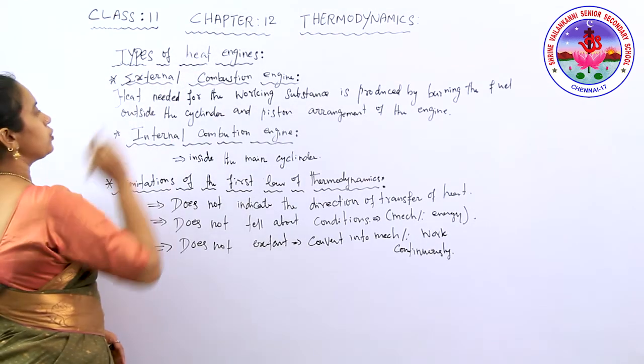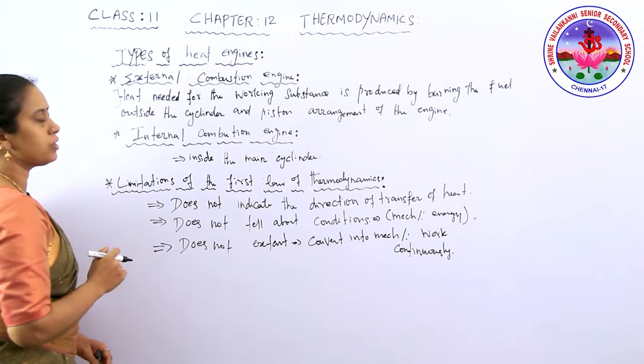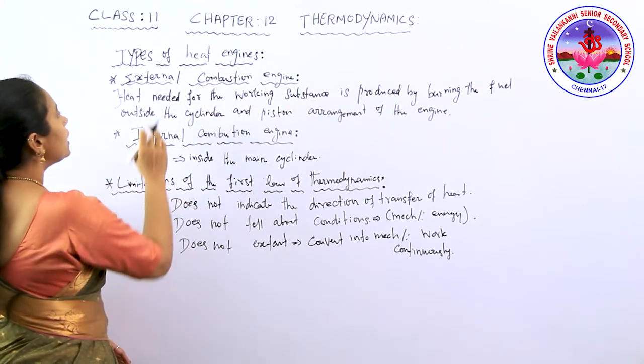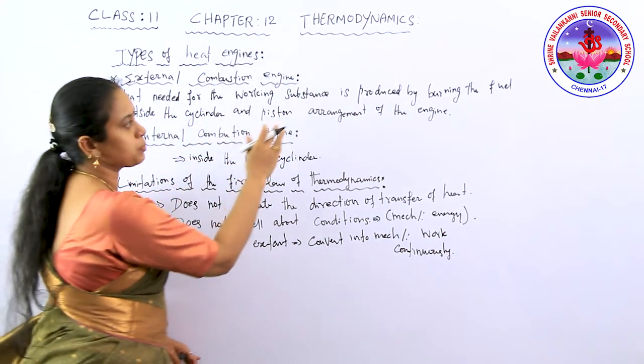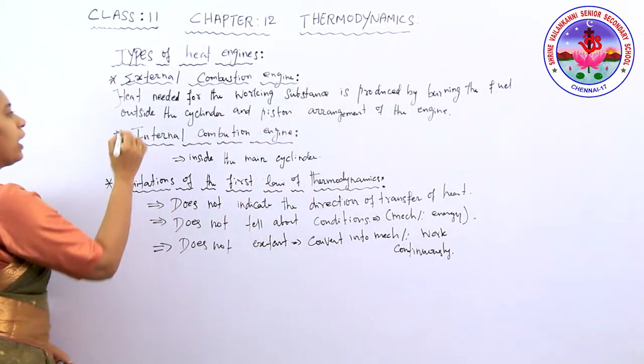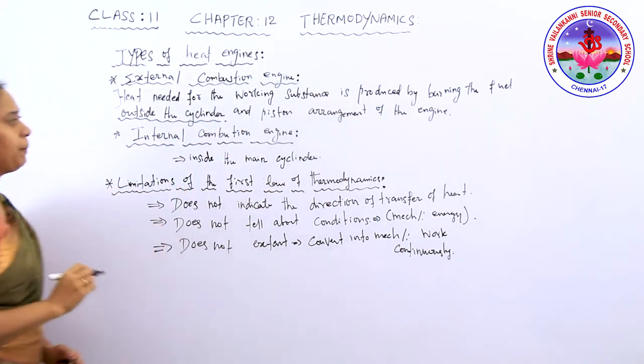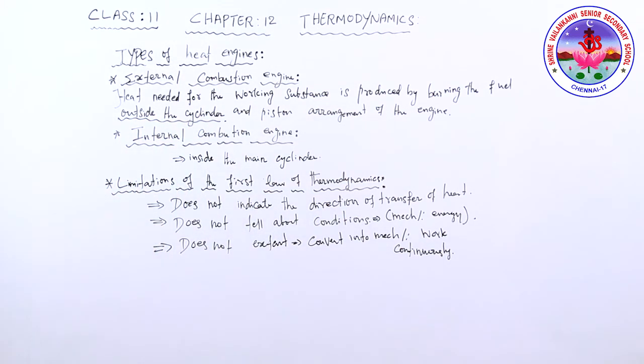Types of heat engine: we have the external combustion engine and the internal combustion engine. In the external combustion engine, the heat needed for the working substance is produced by burning the fuel outside the cylinder and piston arrangement of the engine. In the internal combustion engine, the heat needed for the engine is produced by burning the fuel inside the main cylinder. Petrol and diesel engines are internal combustion engines.